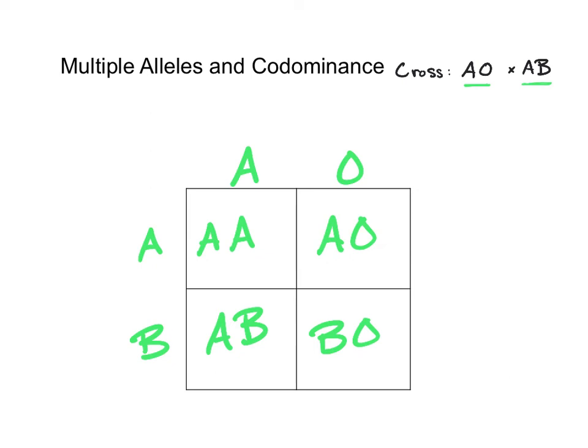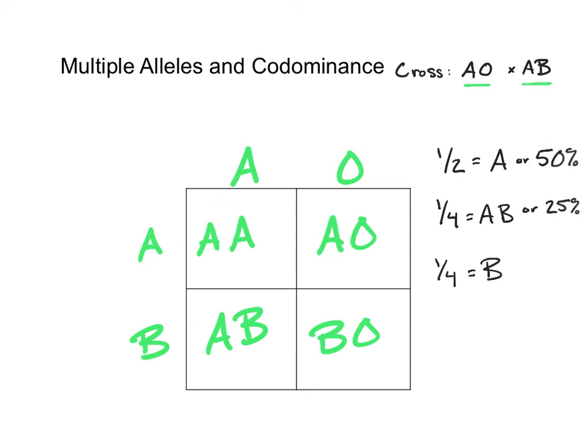So in this cross, there's actually 4 different genotypes possible and 3 different blood types possible. So you'll notice that half of their children, or 50%, have type A blood, and then a quarter have type AB blood, and a quarter of their children have type B blood.